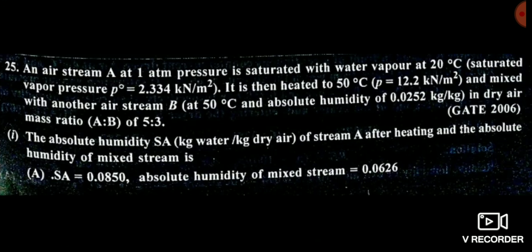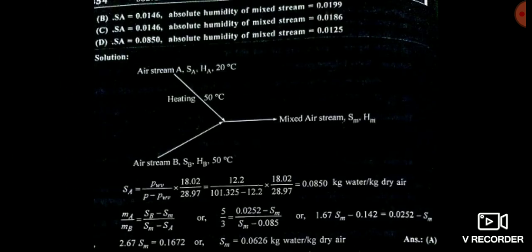SA is our absolute humidity of stream A after the heating. So that formula is 0.622 into PWV divided by P total minus PWV. Friends, here I have written it in terms of 18.02 divided by 28.97. That will give us also the 0.622. So the PWV means partial pressure of water vapor at 50 degree is given in the question, that is 12.2. So you should put that also. You will calculate and get the answer, that is SA is equal to 0.0850.